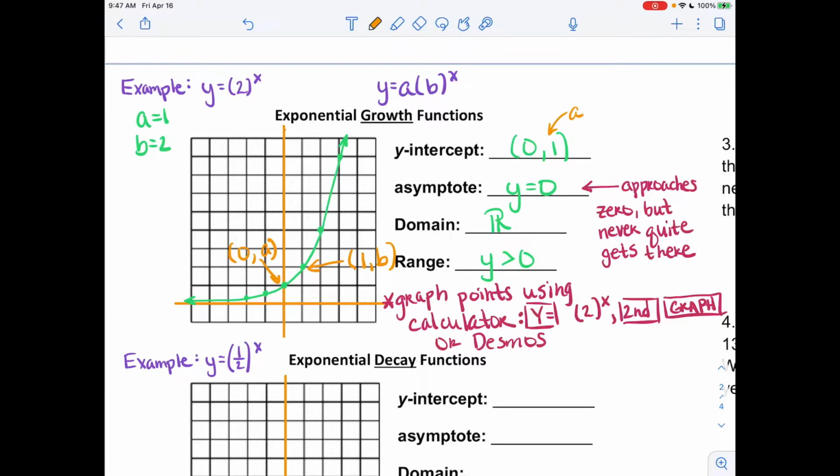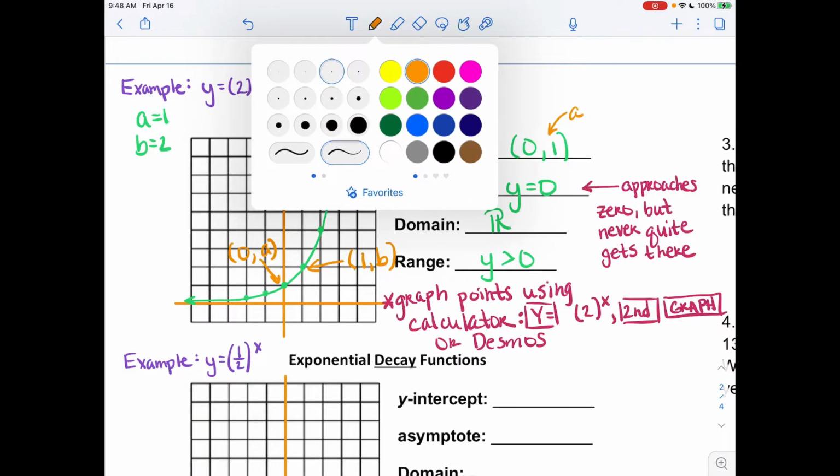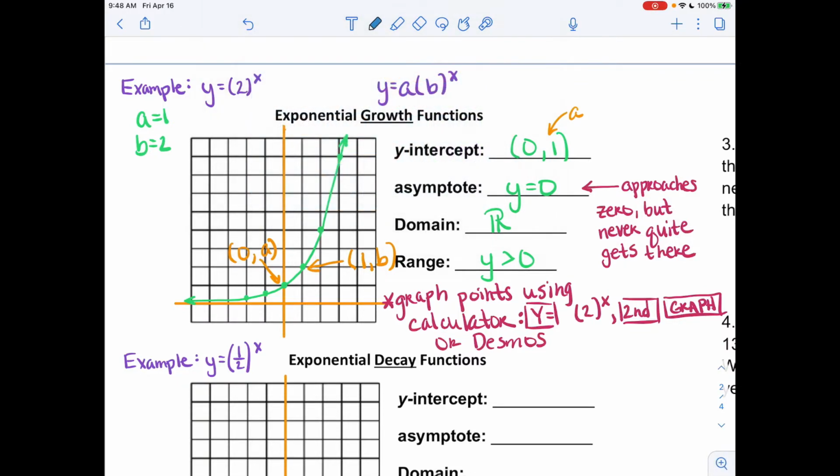For this next example, we're going to graph y is equal to 1/2 raised to the x power, and also identify attributes for it. So let's go ahead and take a look at our a value. Our a value is 1 again because I don't see anything in this location, so it's the implied 1. But this time our b value is 1/2.